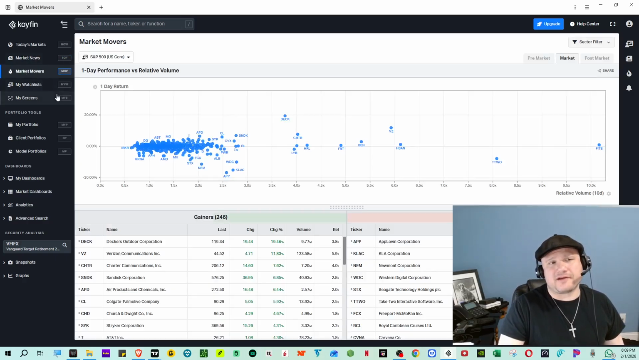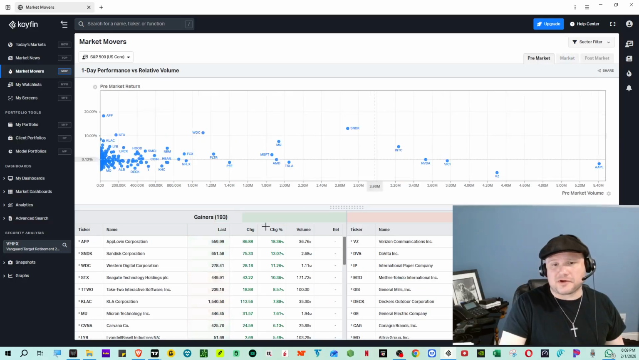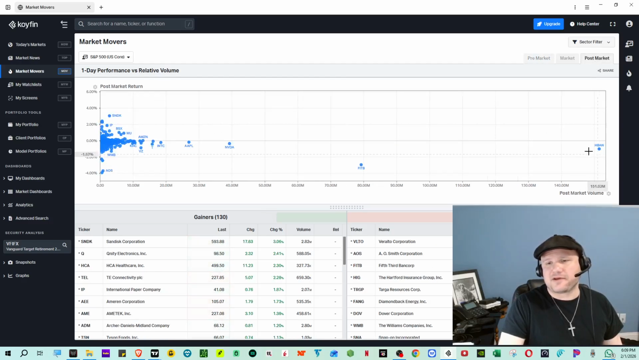One neat feature they have here is you can choose like the S&P 500. You can look at what the market movers are for the day. When you're getting started in the morning, you can look at pre-market movers too and see, okay, what's moving. If it changes 18%, then you can go back and try to find out why. Same thing with post market. You can find out exactly what happened during the day.